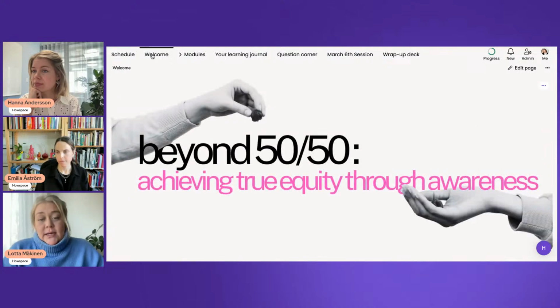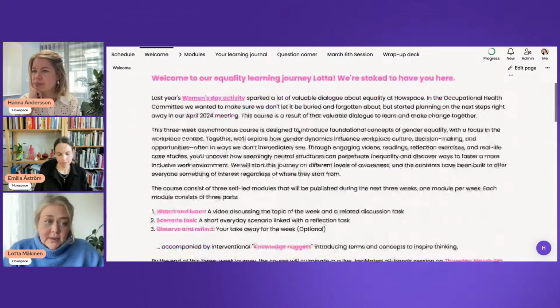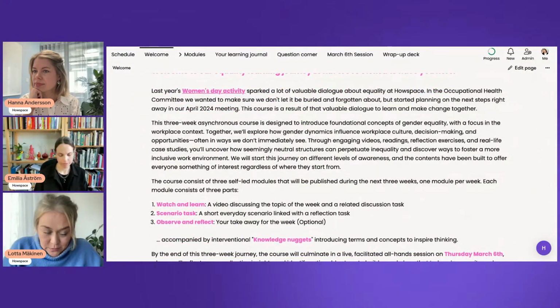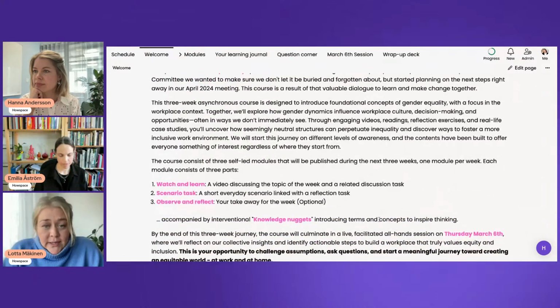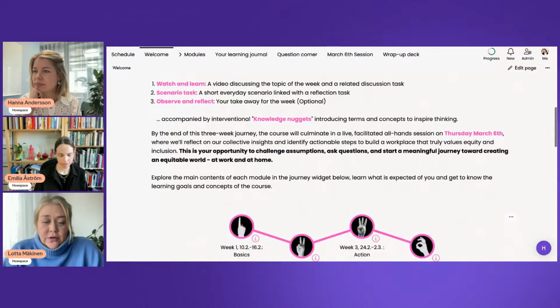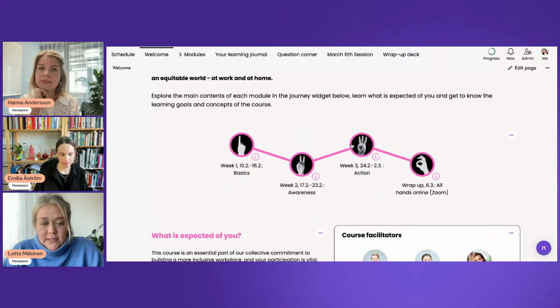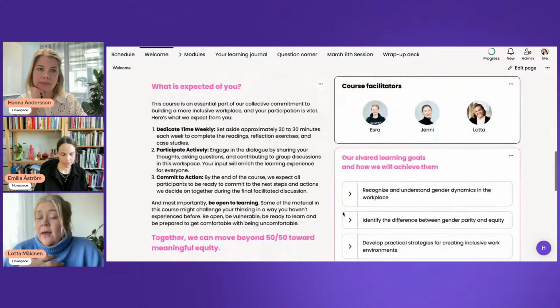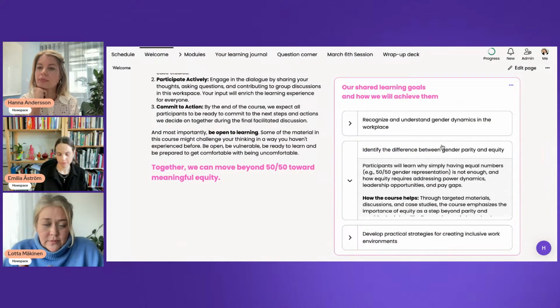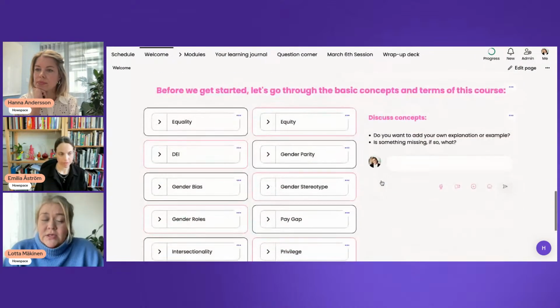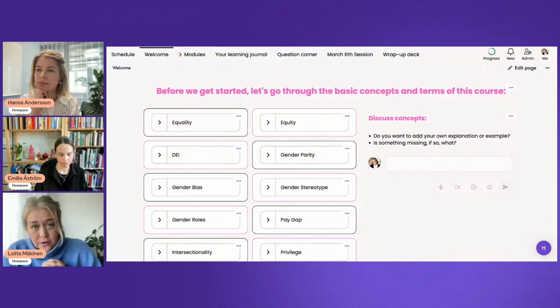So just quickly, we introduced the course, and this again is a Howspace workspace. I know it looks a bit different than the one that we are in right now. We introduced why we're doing this, how we're going to structure the course, the schedule for the participants, learner expectations, what we expected from them, introduced us as the facilitators, introduced the learning goals, what we're going to do, and then also the key concepts and terms of the course.